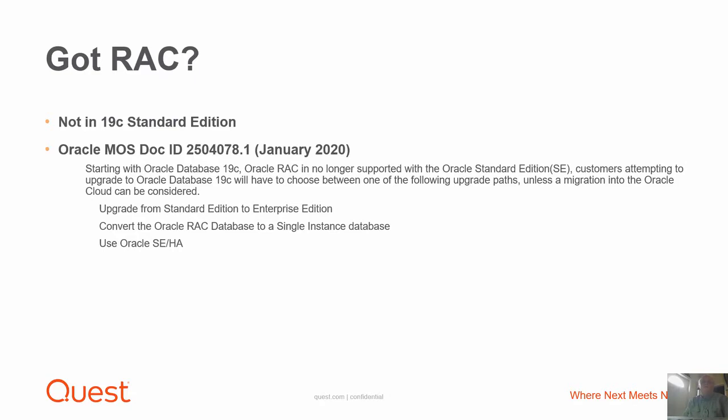You can upgrade from Standard Edition to Enterprise Edition and pay Oracle lots of money. You can convert your Oracle RAC database to a single instance database and lose all the hard work and the configurations you've taken and the benefits you're getting from RAC, or you can use Oracle's Standard Edition high availability solution, which we'll talk about in a minute. But there's some other choices I'd like to talk to you about as well.